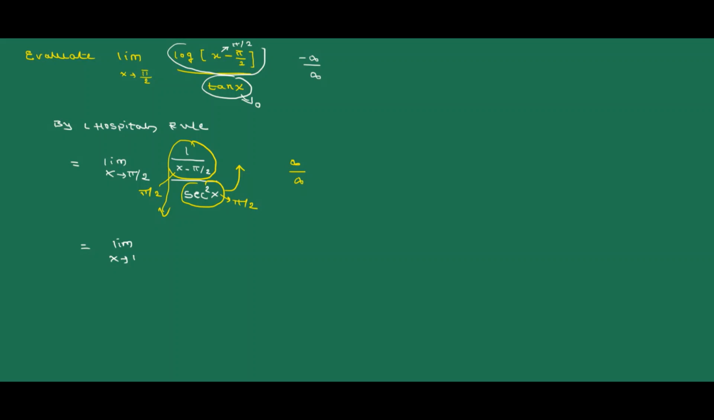x tends to pi by 2. If you transpose 1 divided by x minus pi by 2 in denominator, you will get only x minus pi by 2 in denominator, and transpose sec square x in numerator, you will get cos square x. That is 1 by sec square x is equal to cos square x, and 1 divided by x minus pi by 2 as it is. Now if you put x is equal to pi by 2 here and x is equal to pi by 2 here, what you will get, cos 90 is 0 divided by, this is 0, pi by 2 minus pi by 2 is also 0.